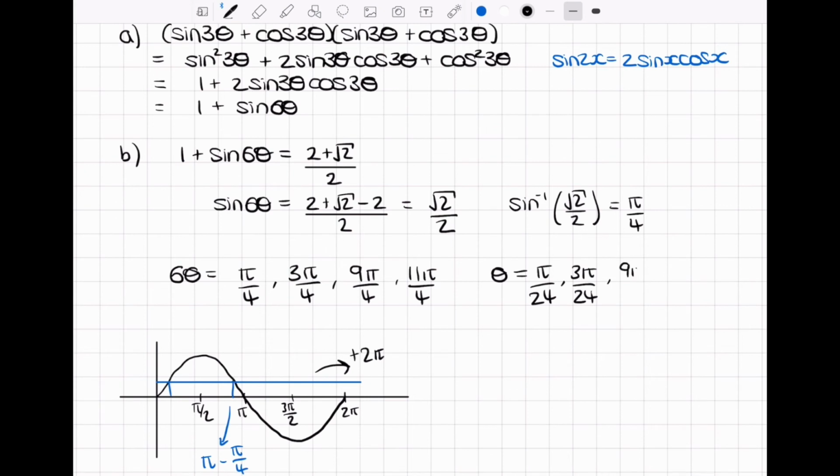If I divide each of those by 6, I'll get my values of theta, and these will be in the right interval between 0 and pi over 2. I can simplify those a little bit, so I'll get pi over 24, pi over 8, 3 pi over 8, and 11 pi over 24.